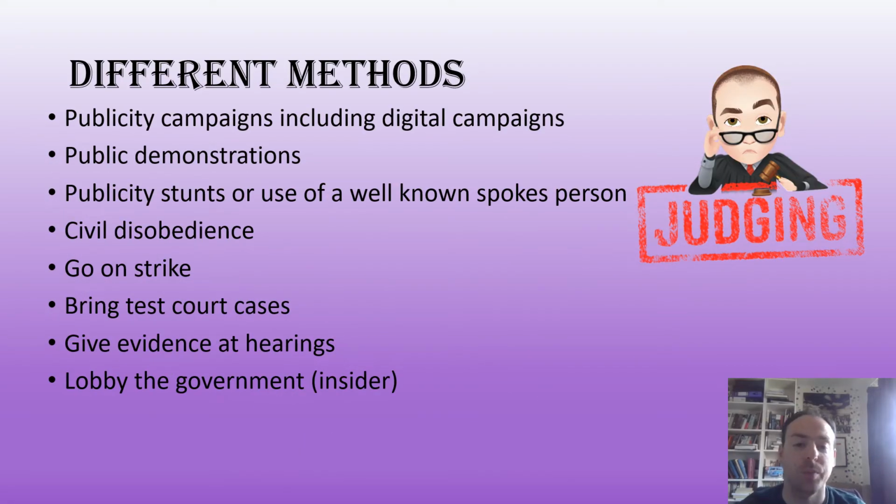Right. So I mentioned this a bit already. Different pressure groups use different methods. So all pressure groups might use publicity campaigns, including digital campaigns, to try and get their message out there and to win people around. And these might then link into things like people signing petitions and using other methods to show support. They might take part in public demonstrations.